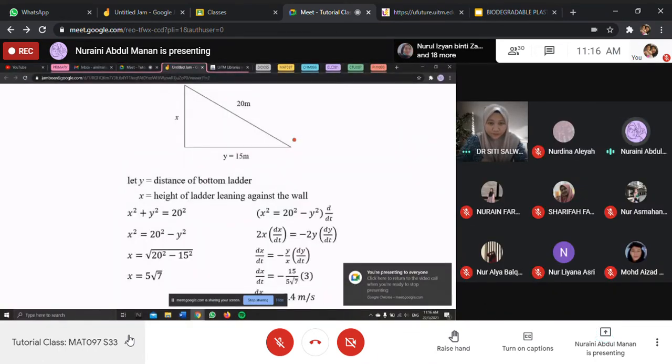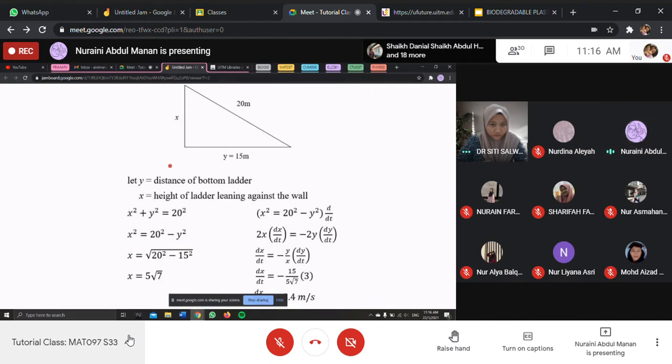Ya. Alright, so for this question, we're gonna assume let y equal to distance of bottom ladder and x equal to height of ladder leaning against the wall. So we're gonna make use of the theorem Pythagoras formula, which is a square plus b squared equal to c squared, since we already know that the length of the ladder is 20 meter, and we also knew that y is equal to 15 given in the question.